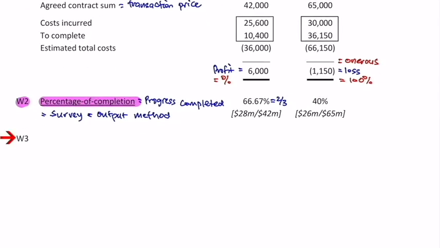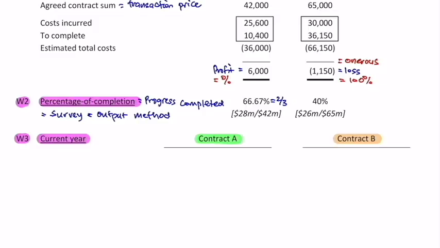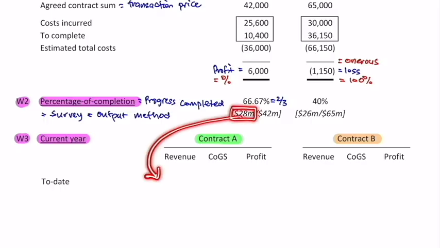Step 3, we have to calculate what is the revenue, the cost of goods sold, and the profits for the current year. We have contract A, contract B. We look at the contract revenue to date, the cost of goods sold to date, and the profits to date for contract A and contract B. To date, the revenue we recognize for contract A is the contract sum certified. The revenue that we recognize for contract B is also the contract sum certified.